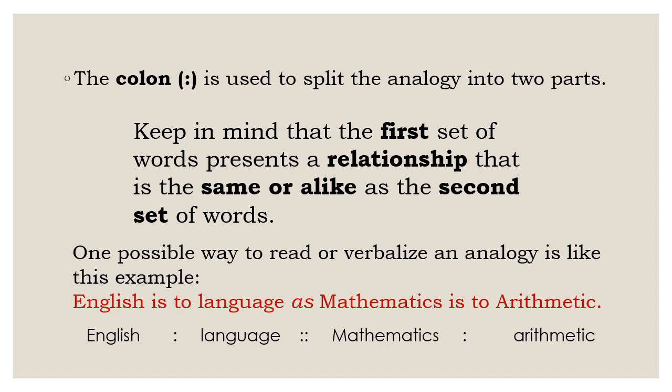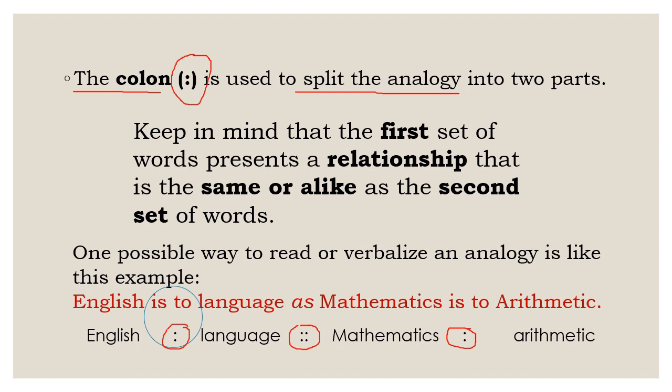Okay, let's focus first on the colon. I hope you are familiar with this punctuation. Now, the colon is used to split the analogy into two parts. Look at this for example. Okay, can you follow my cursor? I hope you do. Now, instead of saying English, colon, language, colon, colon, mathematics, colon, arithmetic, you're going to say English is to language as mathematics is to arithmetic. Focus on this word.